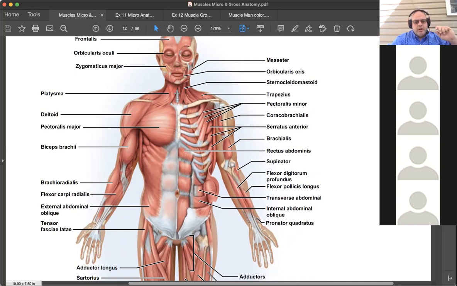You can have one side flex, and it's going to affect the neck or trunk one way, or you can have both sides contract, and they're going to affect the trunk in a different way.